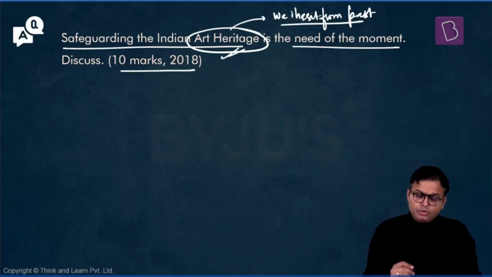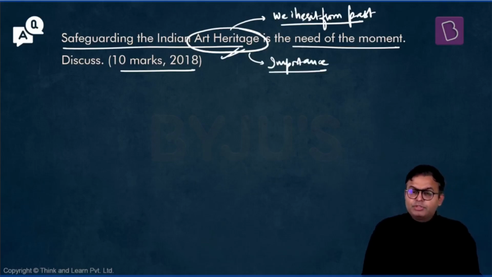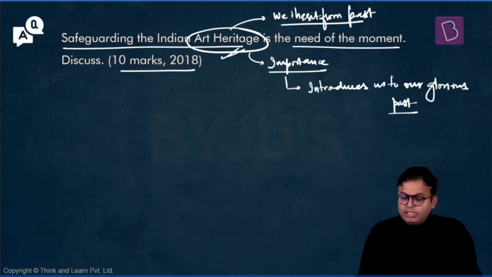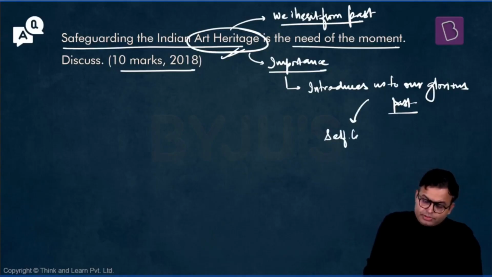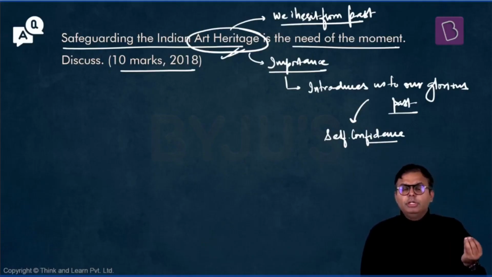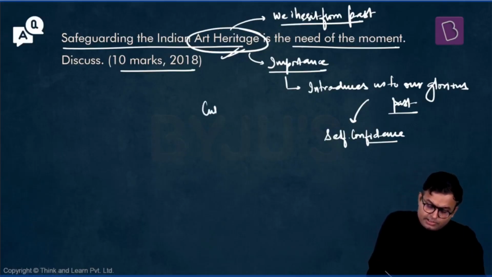And in this question, when we talk about safeguarding the ancient Indian heritage, we have to understand the importance of heritage. What is the basic importance of art heritage? Basically, we can say that art heritage introduces us to our glorious past. And not only does it introduce us to our glorious past, but it also gives self-confidence, self-confidence to uphold and protect, while also incorporating or imbibing the best from all other cultures. This is what is known as cultural syncretism.